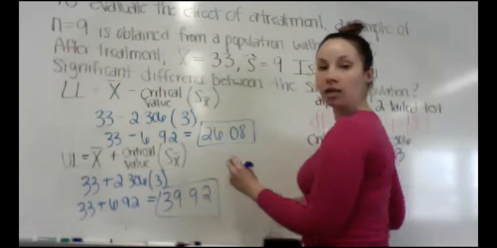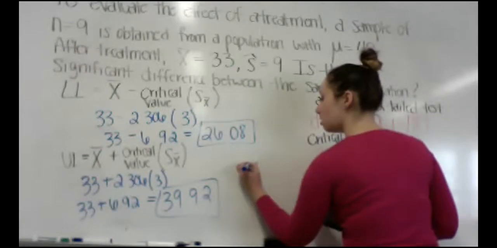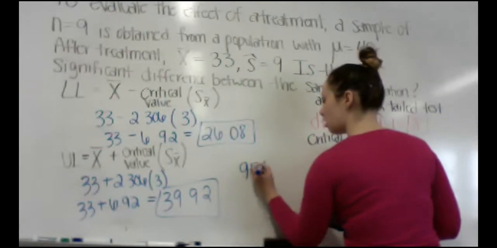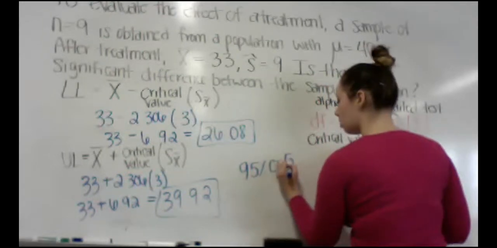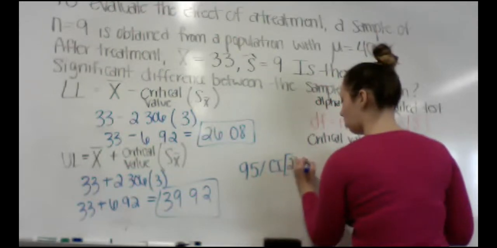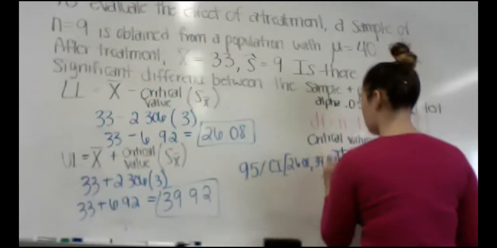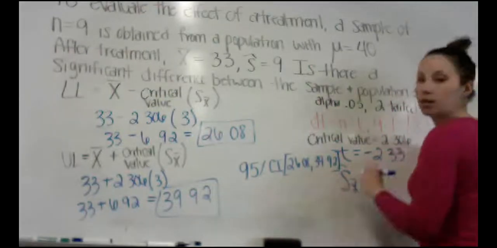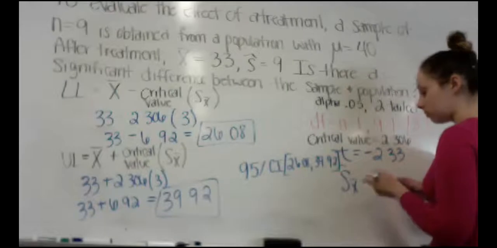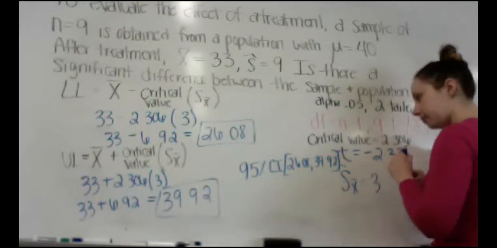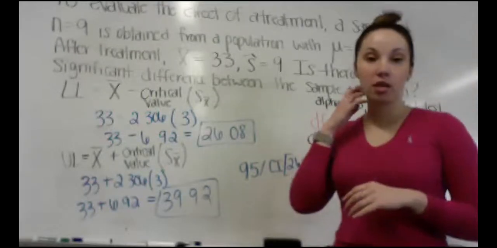So you write your 99%, or I'm sorry, your 95% confidence interval like this: 26.08, 39.92. You'd write it like this if you're writing it in sentence form. So that is your 95% confidence interval.